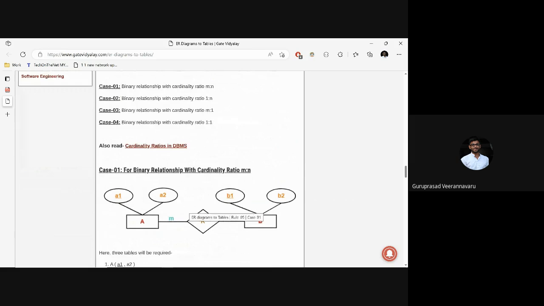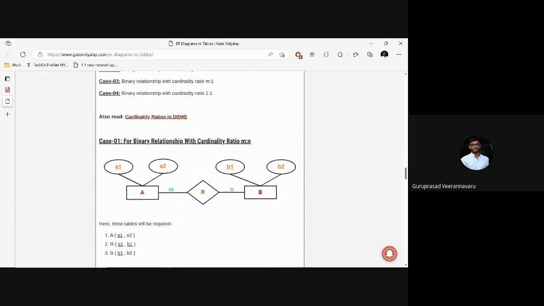If the relationship is M to N, we will surely need a separate table. Why do we need a separate table? Because you cannot map them in a single table. You cannot map them in two tables, saying A1 and B1 will depend on each other like that. So one table will be for both of the entities A and B, and the other table will be for the relationship between these two tables.